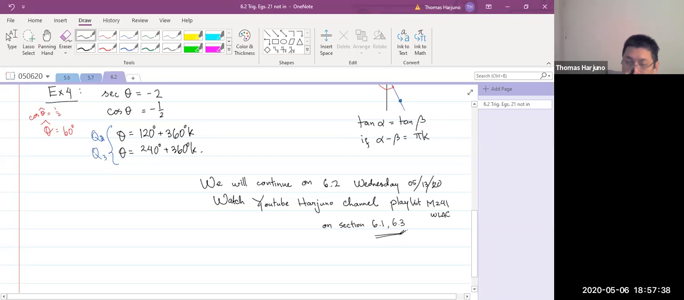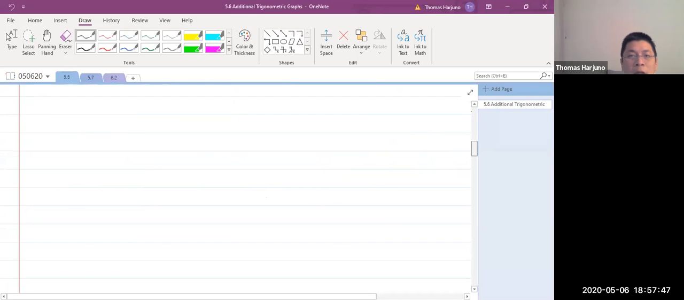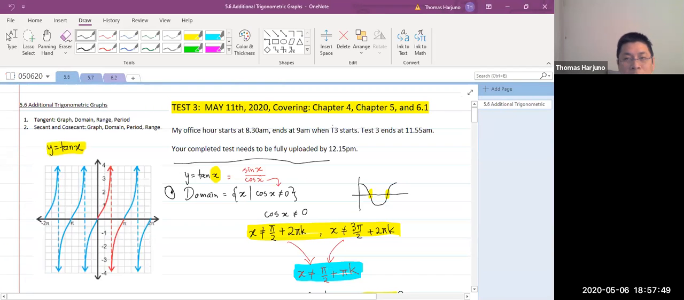Okay, I think that's where I will stop for this section. Don't forget that on Monday you have a test. The test will cover chapter 4, chapter 5, and 6.1. Not 6.2. 6.2 will not be there.